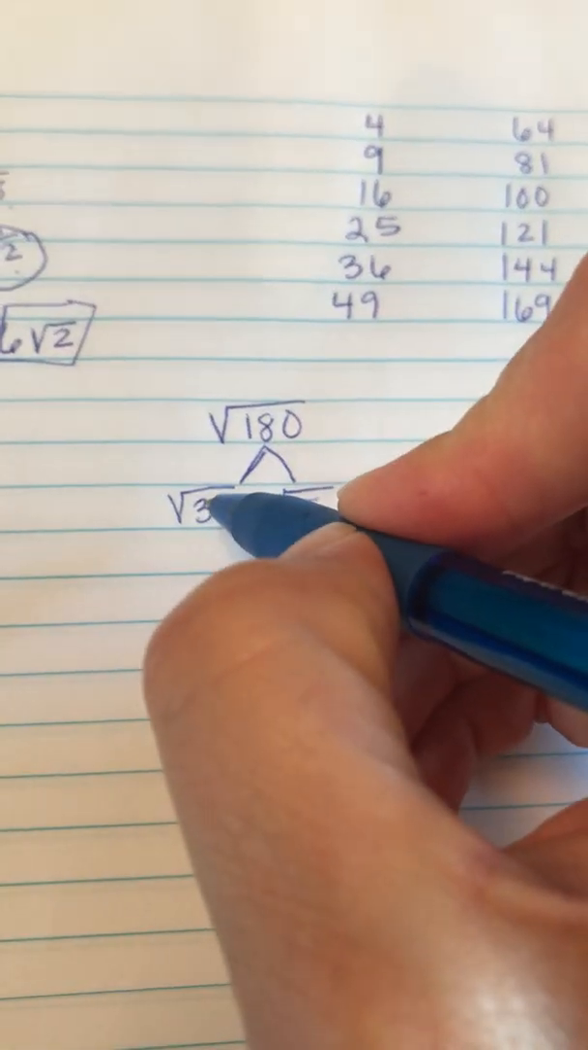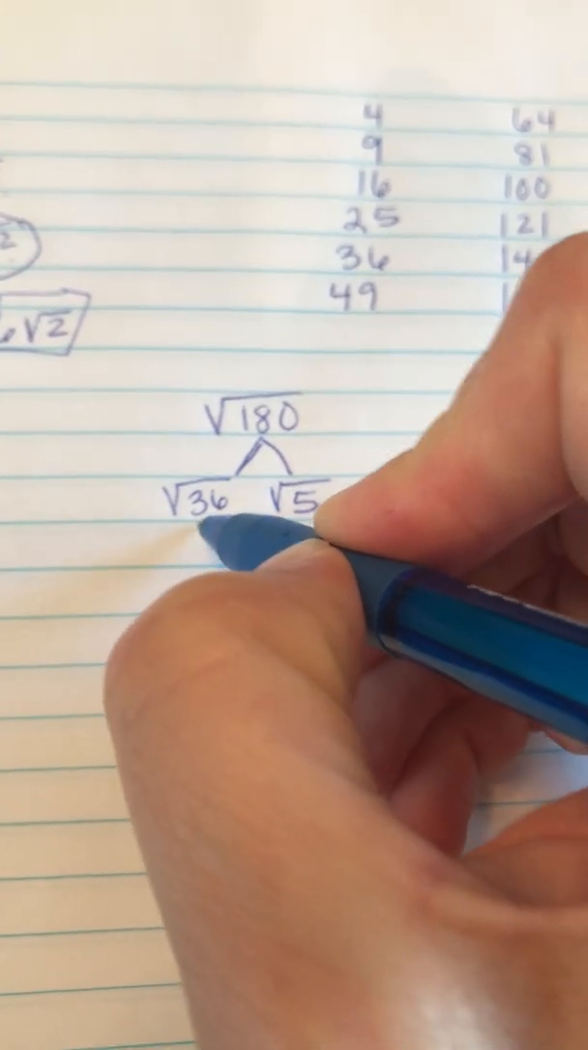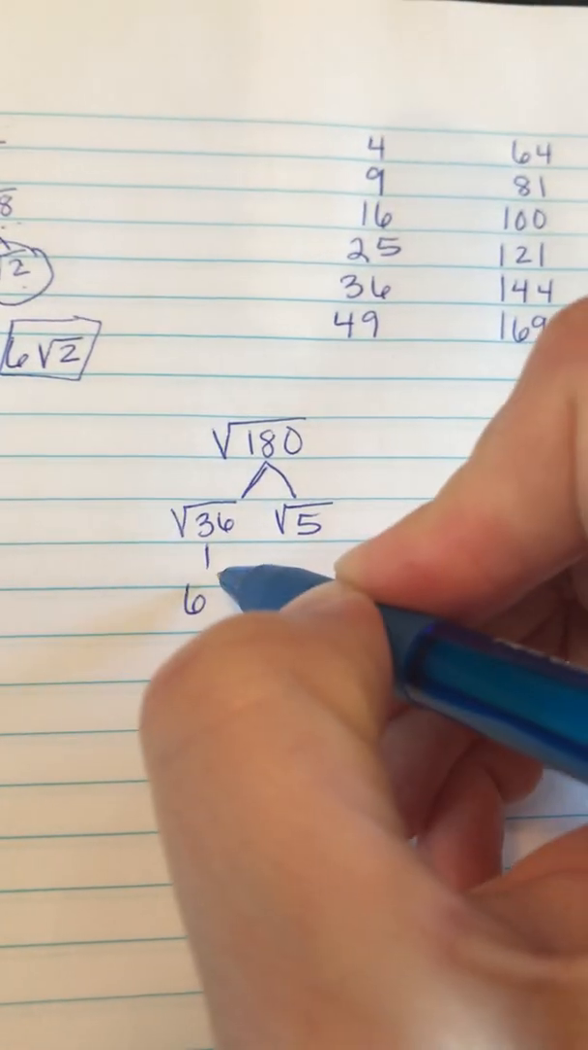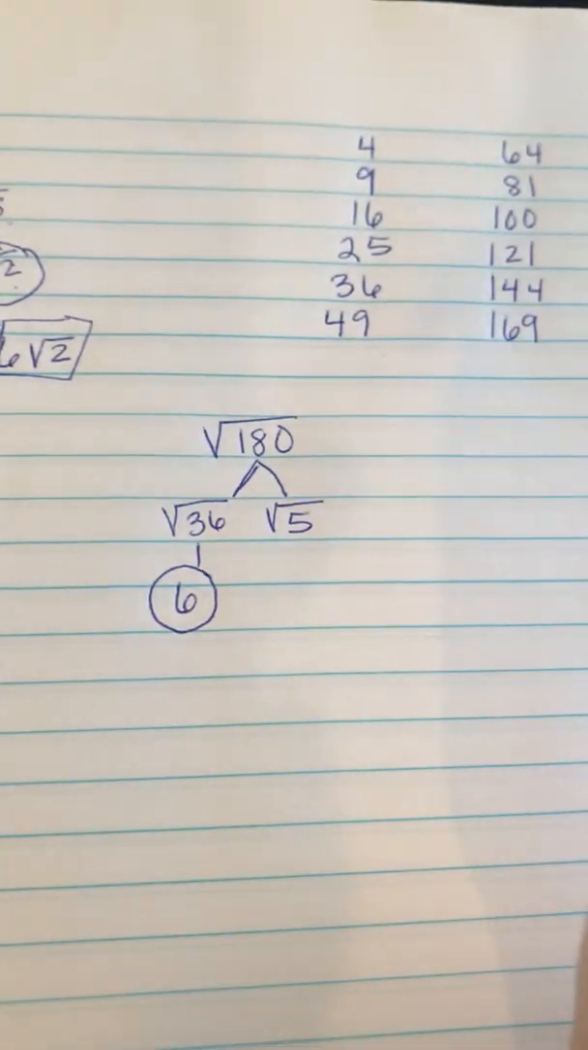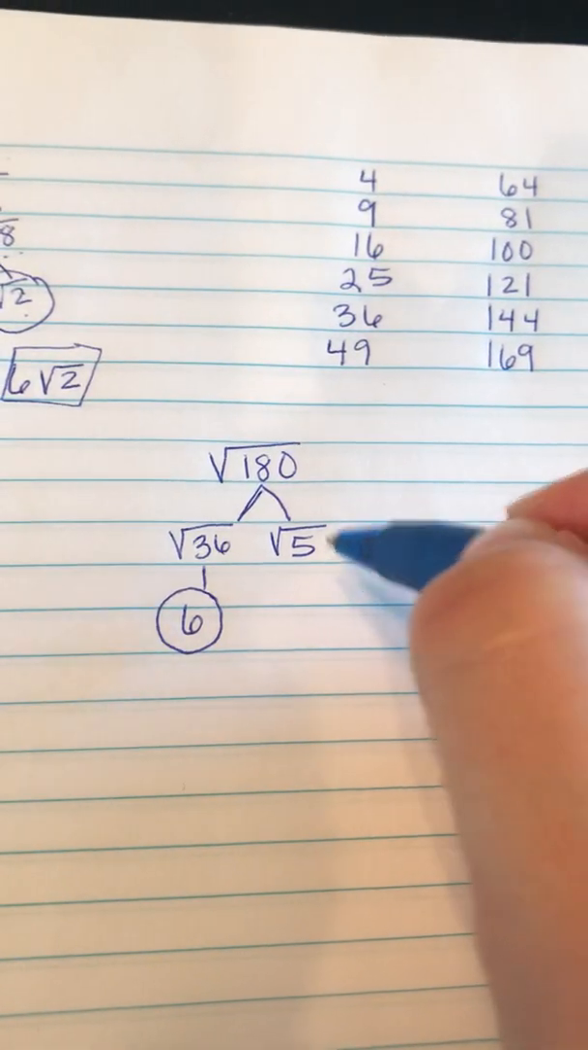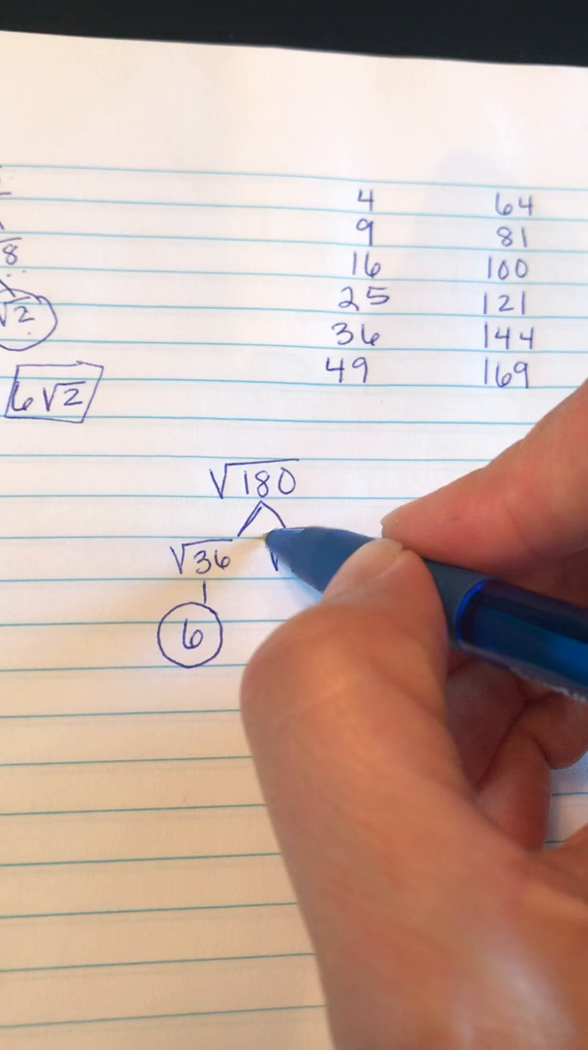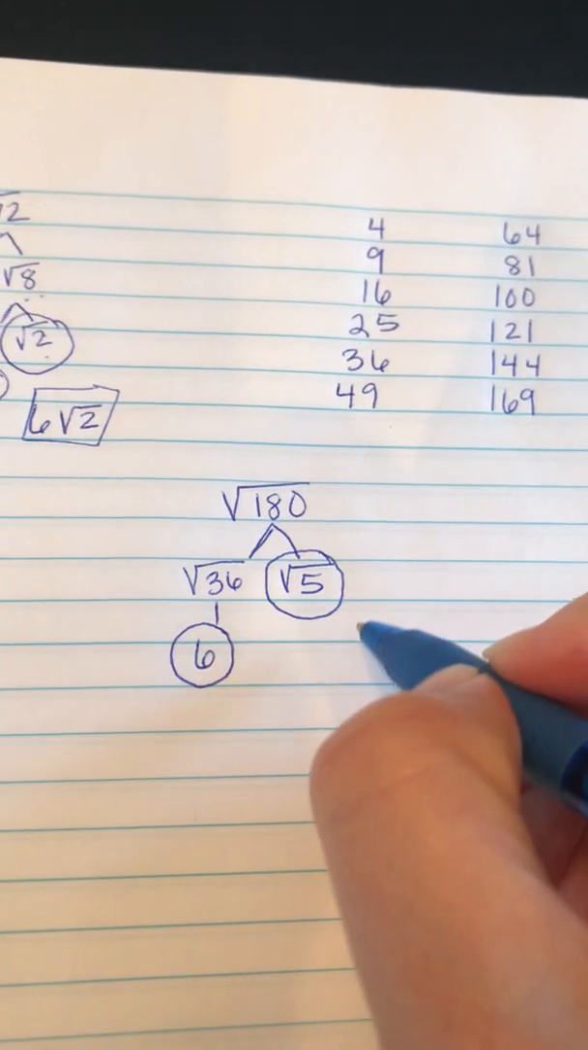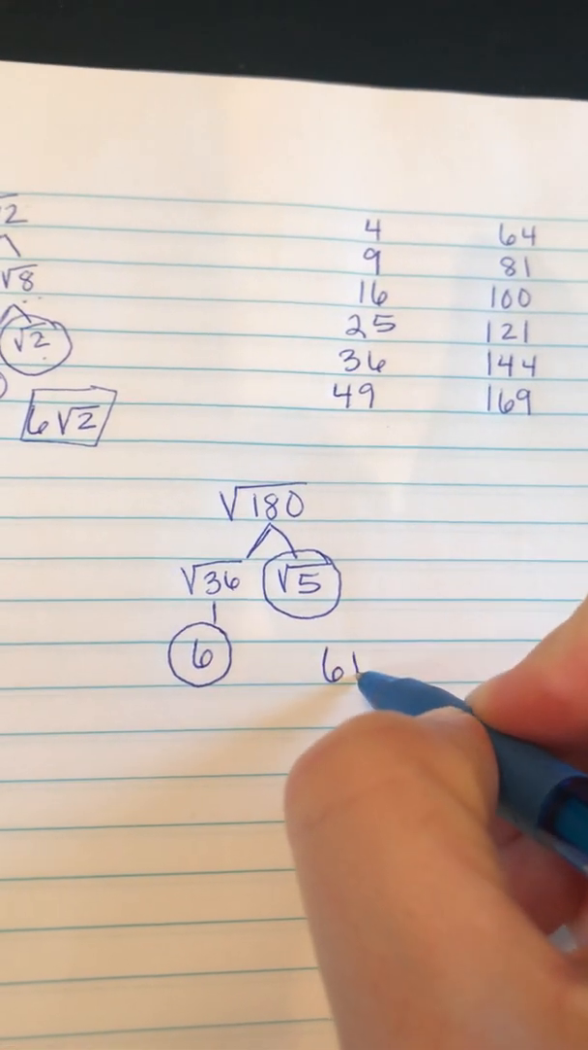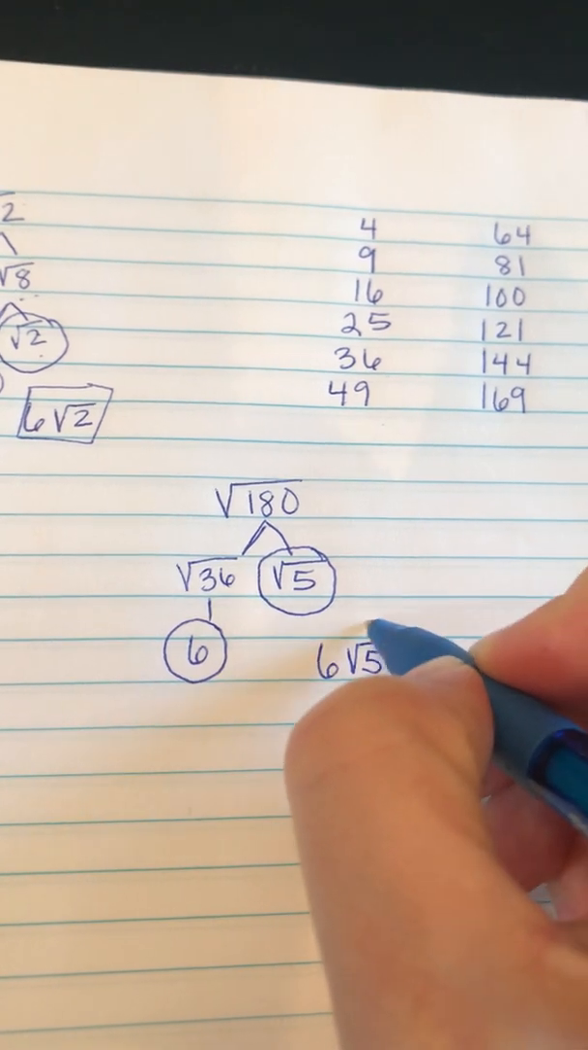I'm going to factor that down even further. The square root of 36 is just 6, the whole number 6, and that's as low as I can go. I don't need to go any further there. The square root of 5 I cannot break down any more either, so that's the lowest it goes. So the answer to this problem is 6 times the square root of 5.